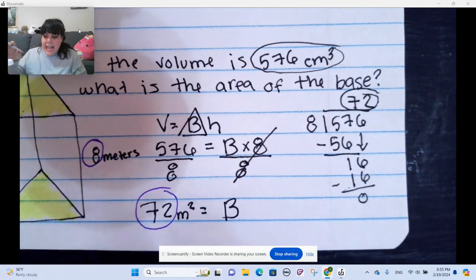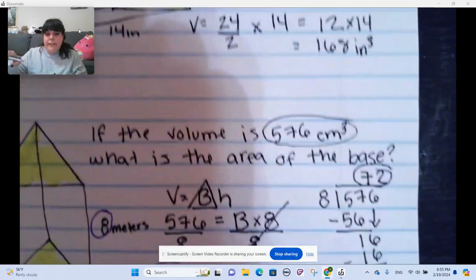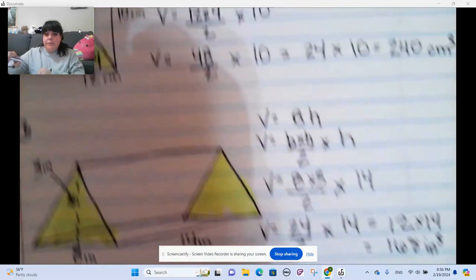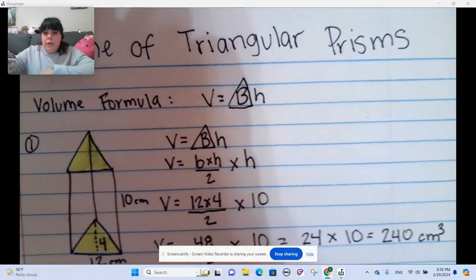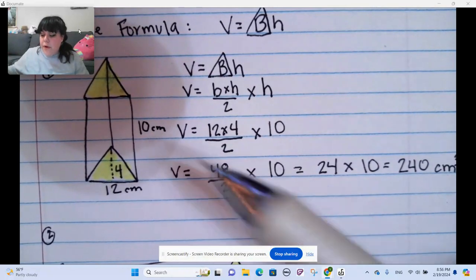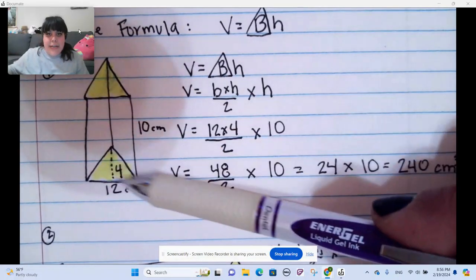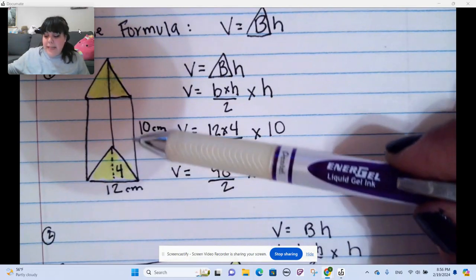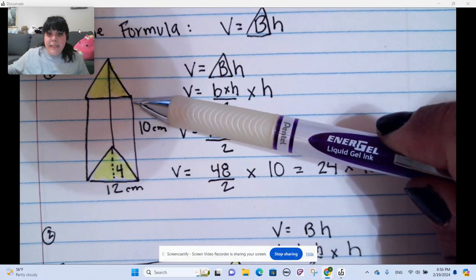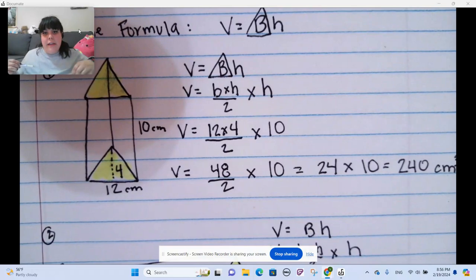But that is the volume of a triangular prism. So in short, remember, your bases are always going to be triangles. Find the area of your triangle, multiply it by the height of your prism, and then you're going to get your volume.